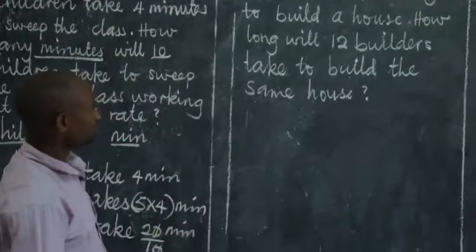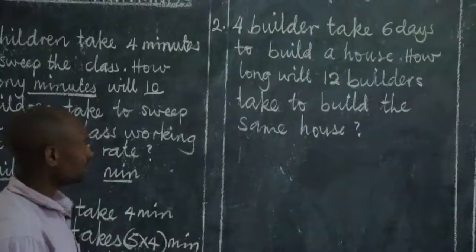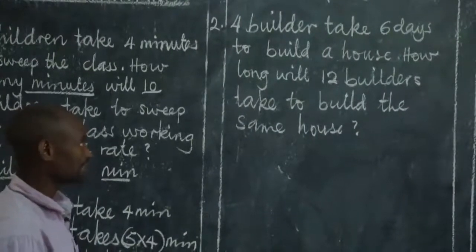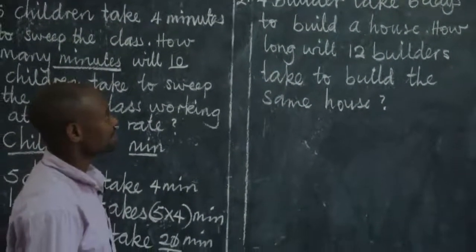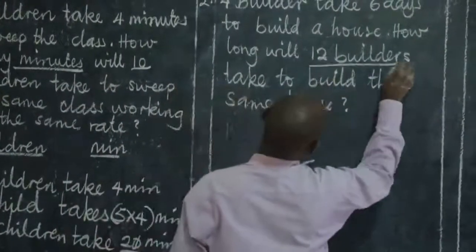So we are saying 4 builders take 6 days to build a house. When they are 4, they will take 6 days. What about if I increase the number of builders to 12?